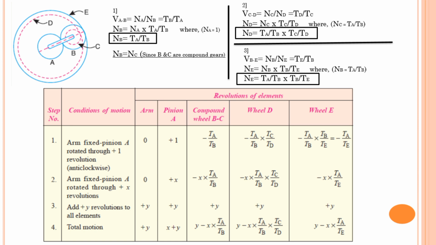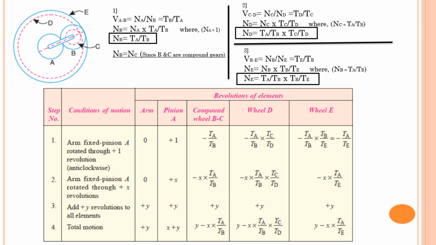Then to A gear, which gear is connected? B gear is connected, and B and C are compound gear. That's why I will write them in the same column. That's why third column will be of compound gear BC, B and C. Sorry, before that I have written C gear is connected to D gear. That's why after compound gear BC I will write gear D, and then B gear is connected to E gear. That's why I will write down gear E.